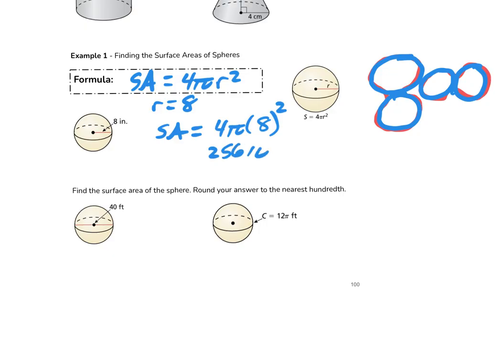Because we're dealing with pi again today, sometimes we may leave our answer in terms of pi. 256 pi would be my exact answer. If we wanted to put that into a decimal, we would just type that out, and we get about 804.25, depending on what the instructions ask us to do. Are they asking us to leave it in terms of pi, or do they want us to round to the nearest tenth, hundredth, or whatever decimal place?